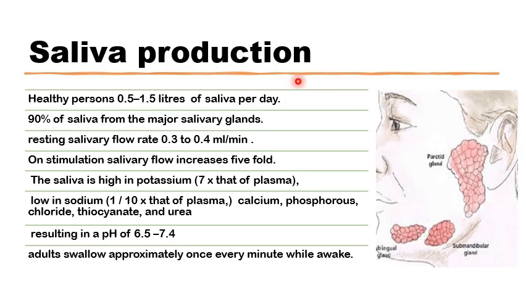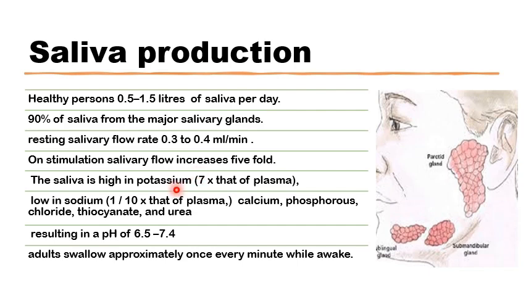A healthy adult will produce anything between 0.5 and 1.5 liters of saliva per day. 90% of this amount would come from the major salivary glands. The basal salivary flow rate is somewhere between 0.3 and 0.4 milliliters per minute, but on stimulation the salivary flow could increase 5 times.